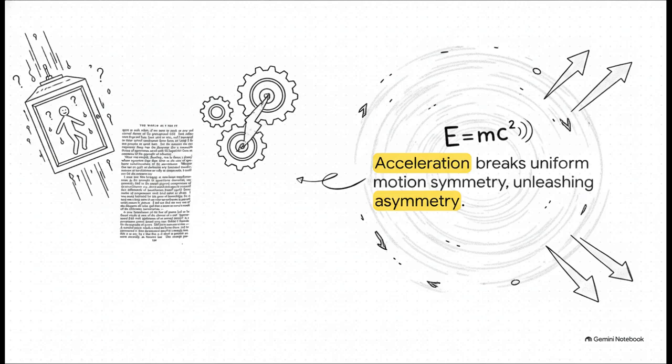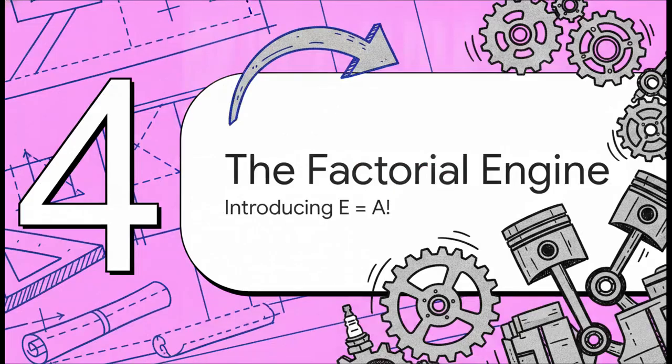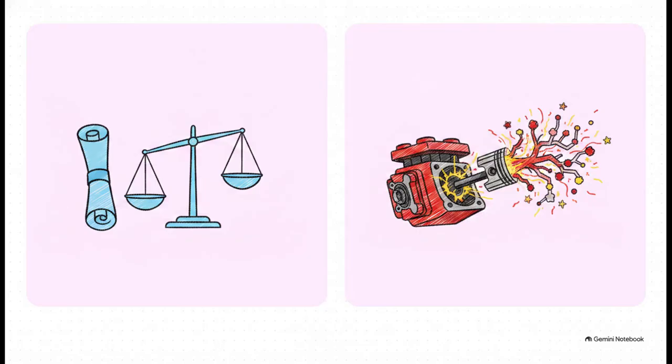It's an inherent asymmetry just waiting to be unleashed. Let's get into Section 4, the factorial engine, introducing E equals A factorial. This brings us to a radical new framework. We're moving from the blueprint straight to the engine. On the one hand, E equals mc squared is the blueprint.